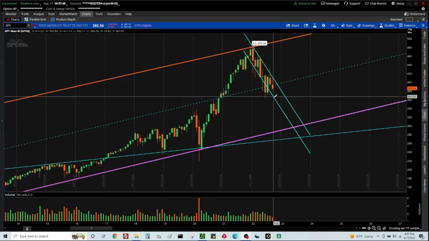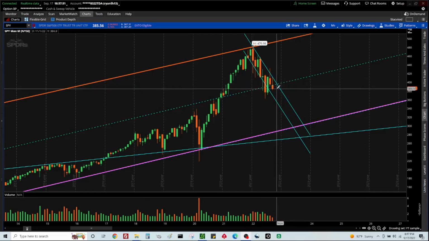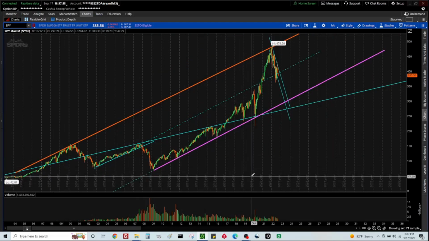If it doesn't close above this month, we're still going down. That's my opinion. But if we can close above it, that might be bullish, but it depends on what the candle is going to look like. So we have a couple channels. We have a couple support and resistances.